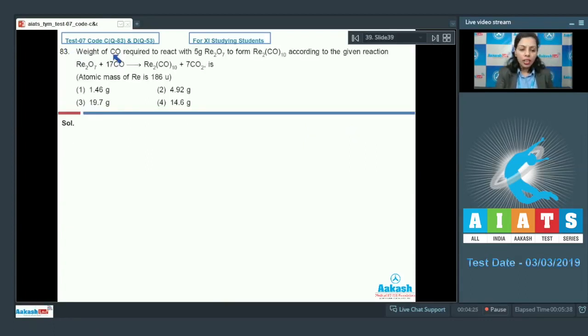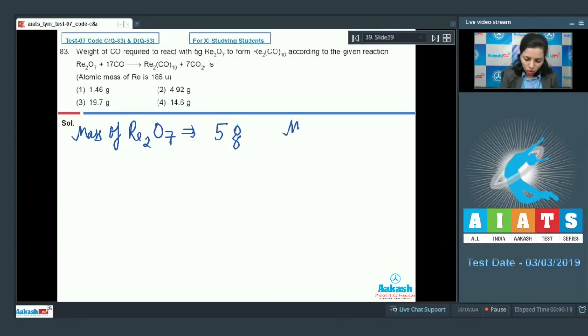Now here's question number 83. Weight of carbon monoxide required to react with 5 gram Re2O7 to form Re2(CO)10 carbonyl we are preparing according to the given reaction. Carbon monoxide is reacting with the oxide of rhenium and here is the formation of its carbonyl and carbon dioxide is released. So here the mass of Re2O7 initially taken is 5 gram and you need to just find out the mass of CO required for this reaction.